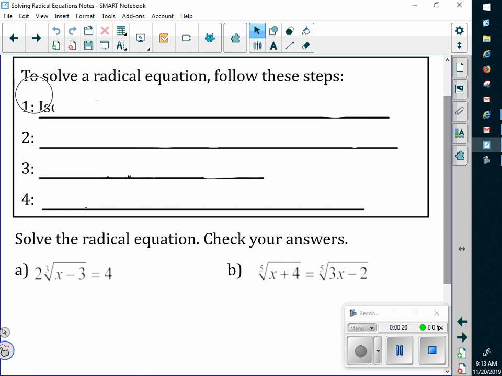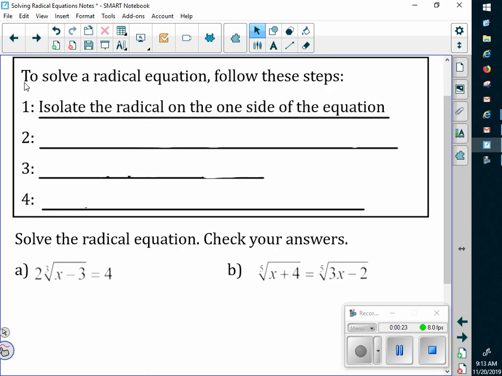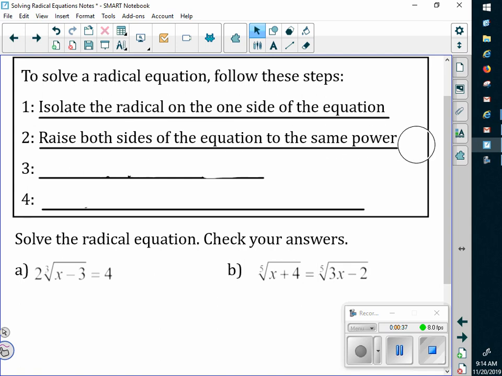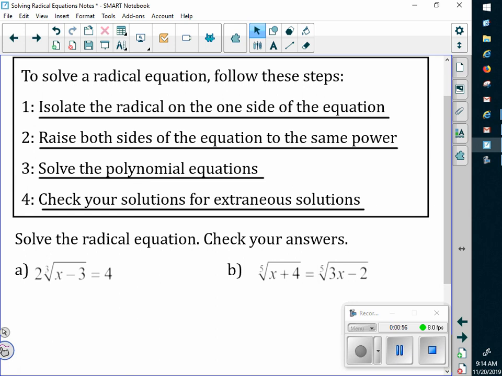To solve a radical equation, step 1, isolate the radical on one side of the equation. Now you know that. We talked a lot about that yesterday. Step 2, raise both sides of the equation to the same power. Step 3, solve the equation. And step 4, check your answers to see if you have extraneous solutions. So I'll give you a minute to copy that.